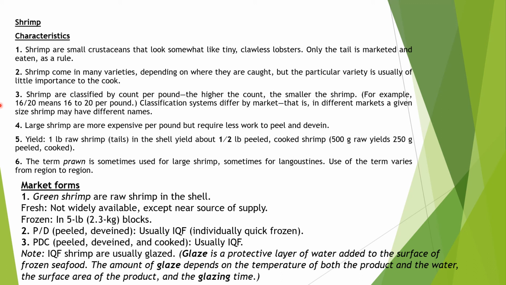You also need to check this part when you're going to buy. PD means peeled and deveined, usually IQF, and PDC means peeled, deveined, and cooked. In my case, I think I would prefer this one, the PD. The note over here says IQF shrimp are usually glazed. I remember that a glaze is a protective layer of water added to the surface of the frozen food. The amount of glaze depends on the temperature of both the product and the water, the surface area of the product, and the glaze time.